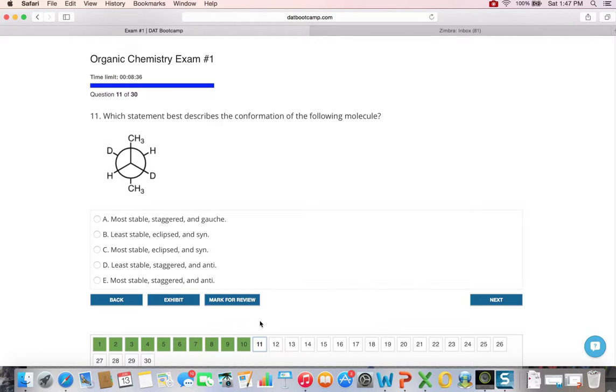When we're looking at conformations, we know that the most stable conformation has the biggest, bulkiest group as far apart as possible. That would be the 2 methyl groups. Again, recall this methyl group is on the front carbon, the one that I'm looking at, and this methyl group is on the back carbon, the one that I can't see. And so the most stable would be staggered and anti, while the least stable would be eclipsed. And really, we don't use the term syn in Newman projection, so those really don't fit at all. E is the best answer for number 11.